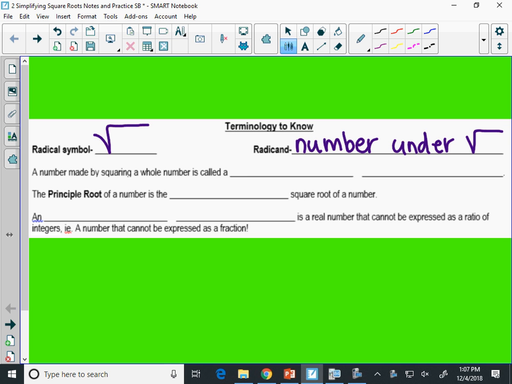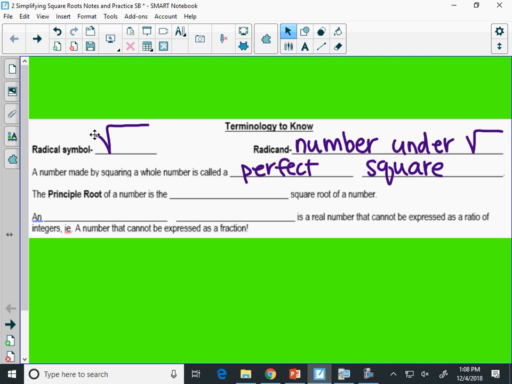Now this next one you know before. We don't always talk about it in terms of a formal definition, but a number that's created by squaring another number is called a perfect square. Okay, so you know what a perfect square is. It's something like 25 or 16. And you get 16 by squaring 4. That's why 16 is called a perfect square.